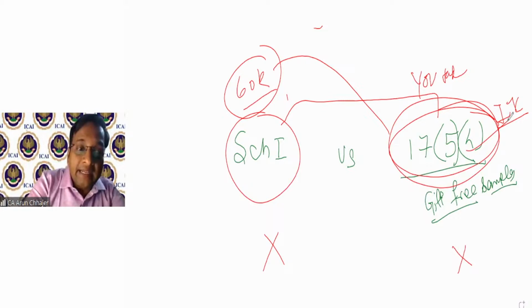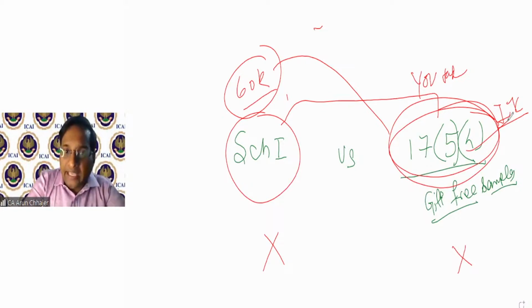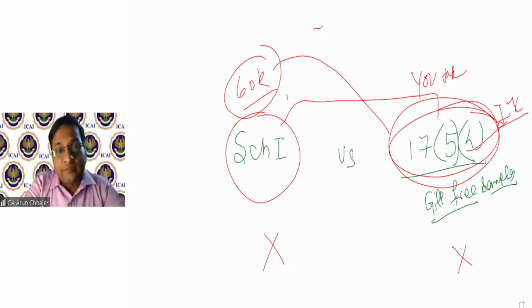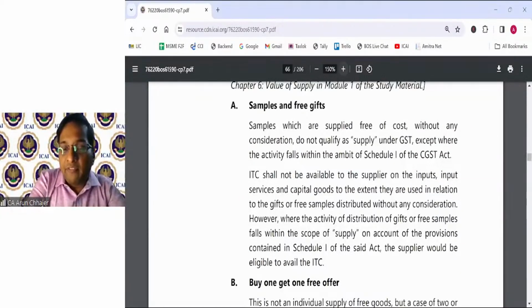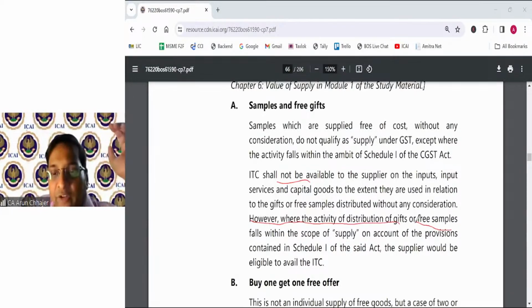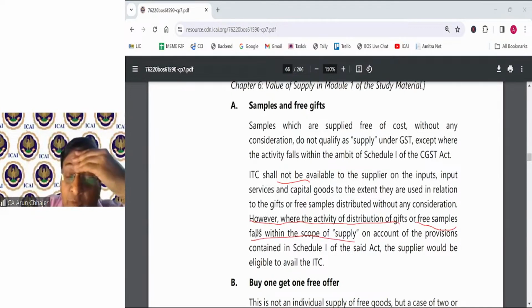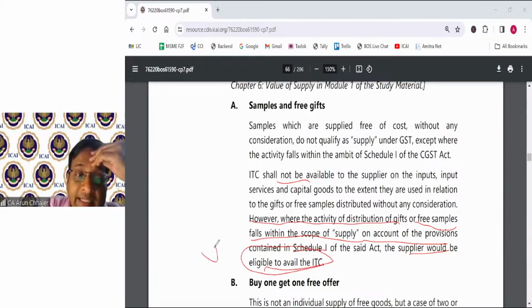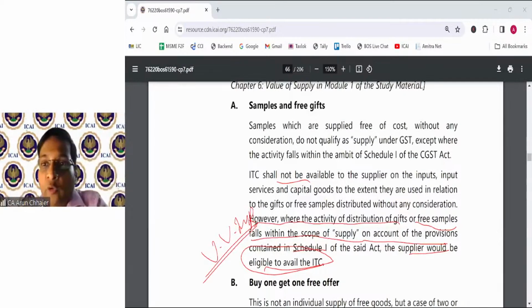Let's go and read the relevant extract of the circular. It says, ITC shall not be available. Prima facie, ITC shall not be available. Fully agree. But if the activity of distribution of the gift or free sample falls within the scope of supply on account of Schedule 1, the supplier would be eligible to avail the ITC. Very, very important point.